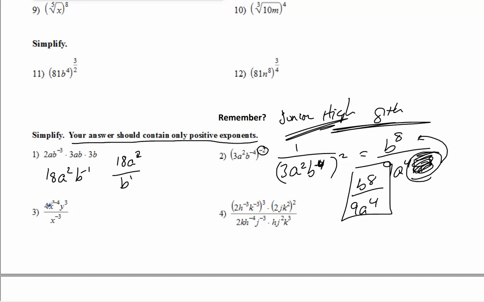Number 3, reduce if I can. 4 over 1, I cannot do that. So it's 4. x to the -4 over x to the -3. Since they're both negative, I'm going to flip them. So it's x to the 3 and then x to the 4 on the bottom. I flipped them, and then y to the 3 is still there.